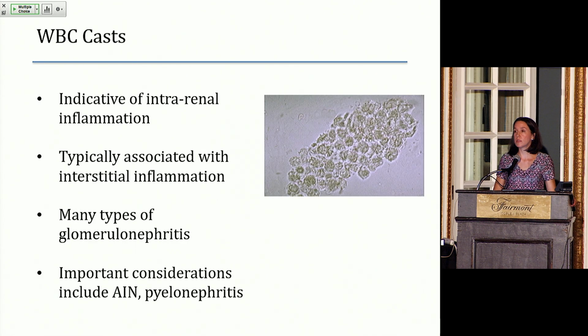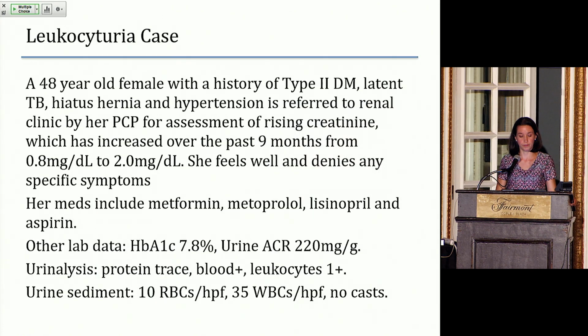So white cell casts, as we see here, so we have a cast here with a large number of cells within it. And as I showed you in the initial diagram of the renal tubule, this is suggestive of intrarenal inflammation and is typically associated with interstitial inflammation. We can see it with many types of GNs, and we always think about interstitial nephritis and pyelonephritis when we see white cell casts in the urine.